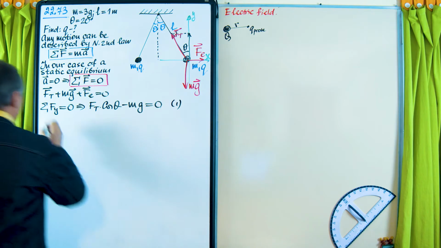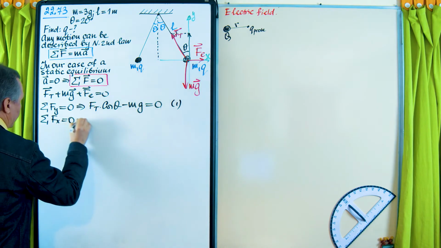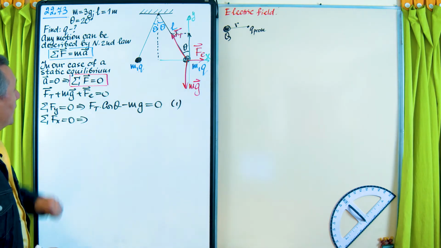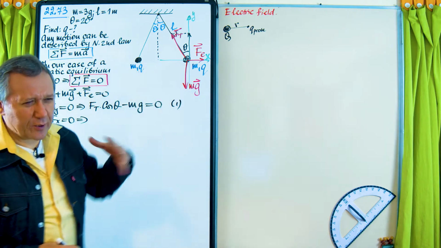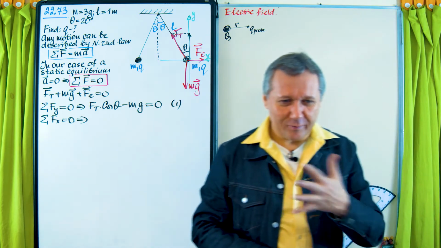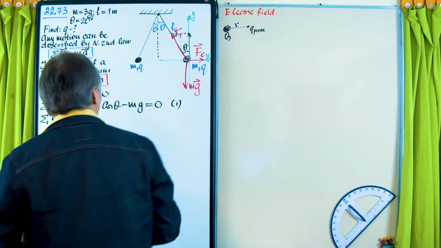Let me put one. Now, let's balance all forces in the x direction. So, let's do the same in the x direction. I will start with the electric force. I usually prefer to start with terms which are positive. I just don't like when the first term is negative. Again, it's not wrong, it's a minor compulsion.